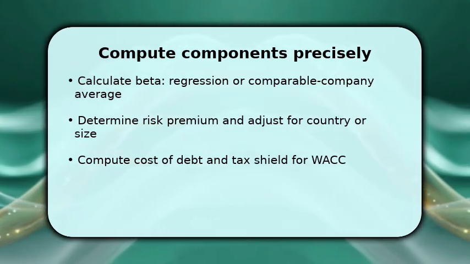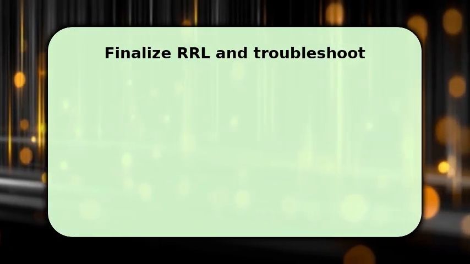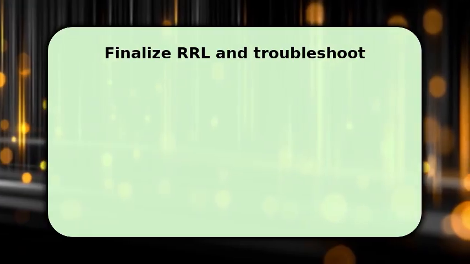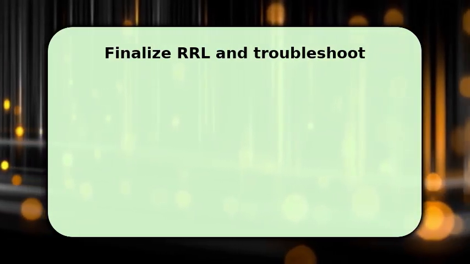Complete the RRL by aggregating weighted costs, present it as an annual percentage. Once done, run sensitivity tests by varying inputs like beta or premiums to see outcome ranges.